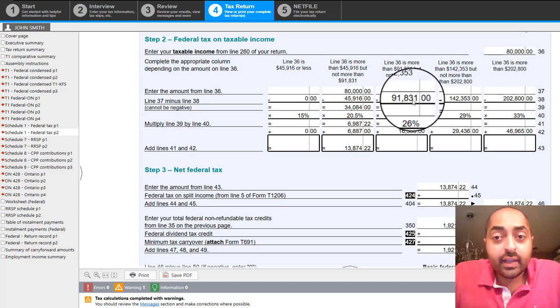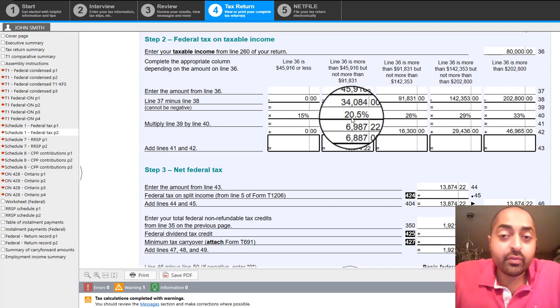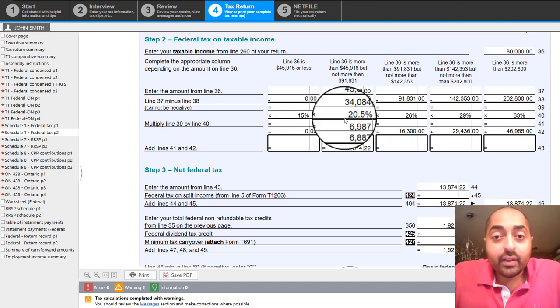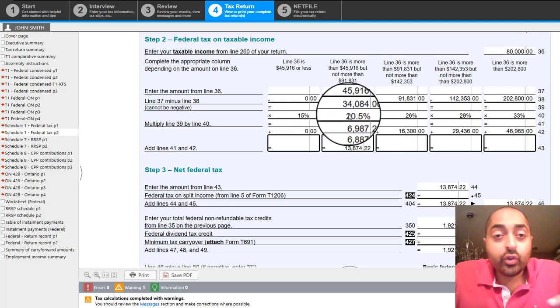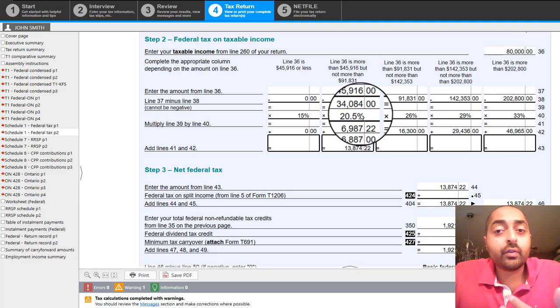So his first 10K that he contributed to his RSP, that 10K of deduction saved him 26% instead of 20% or 15%. So the bracket that you're in, your salary, will determine how high of a refund or tax savings you'll get by contributing to your RSP. That's why you'll hear most people say it's best to contribute to your RSP when you have a high salary, because the savings will be higher.